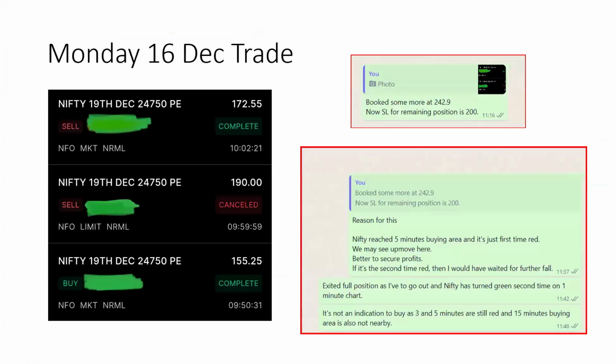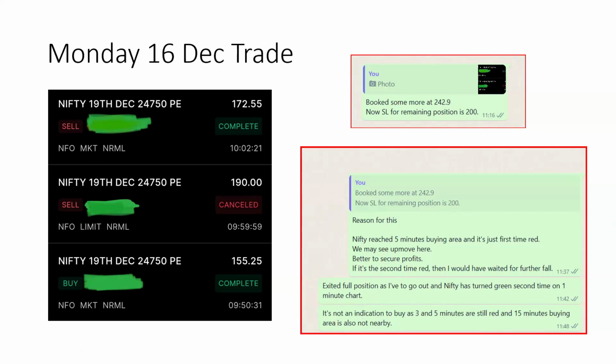This is the first trade, and I had shared this on Monday, 16 December in our 3D course group, that I had bought the 24,750 put at 155 and booked some at 172. I had placed an order to book at 190 but cancelled it, and then later booked the remaining position at 242, and the trailing stop loss was at 200.